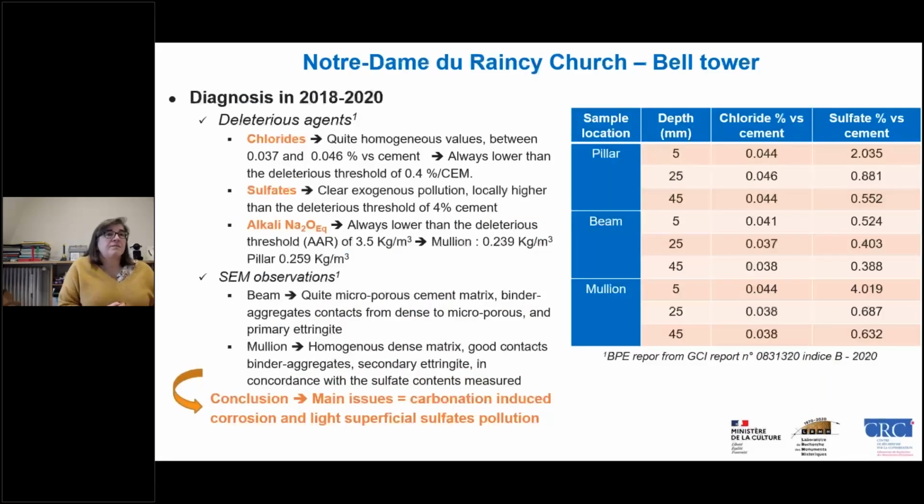Then we could find that we had almost no chloride. We had a clear exogenous pollution of sulfates, sometimes higher than the 4% deleterious threshold, as you can see here on the mullion. And we could see also from the SEM observation that we had a quite microporous cement matrix. The binder to aggregate contacts were ranging from dense to microporous, and we had some ettringite, but the primary one.